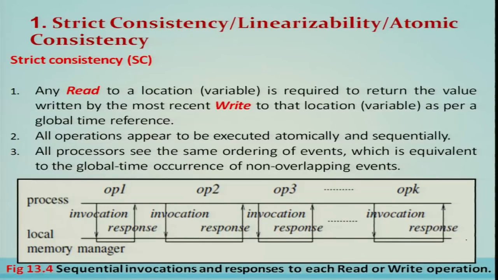The first model is called strict consistency. It is also called linearizability. It is also called atomic consistency. So the strict consistency model says that any read to a location is required to return the value written by the most recent write to that location as per the global time reference. So basically there are two important things here: whenever a read is issued, it has to be dependent on the most recent write.